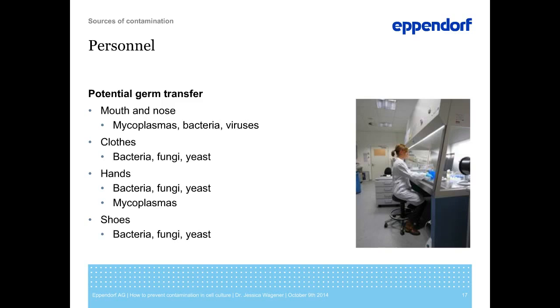Same is true for the hands and other skin parts. Apples, for example, can have large amounts of yeast on the surface, which is not bad if we eat them. But if we don't clean our hands before entering the cell culture lab and starting to work, this might affect our cell culture. Our hands can also carry mycoplasmas.